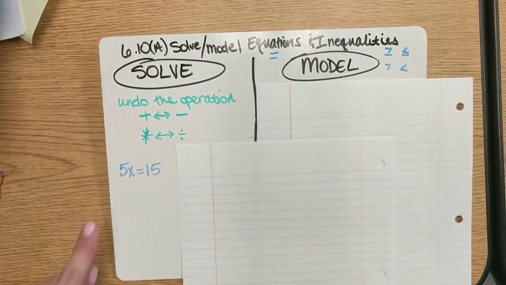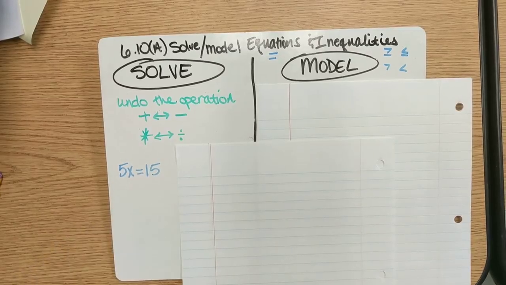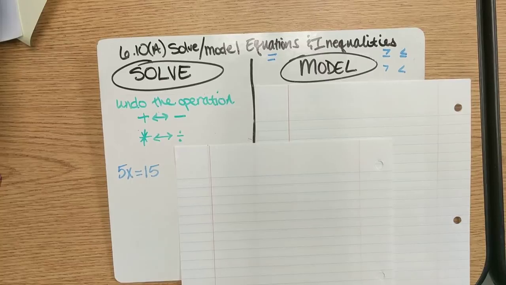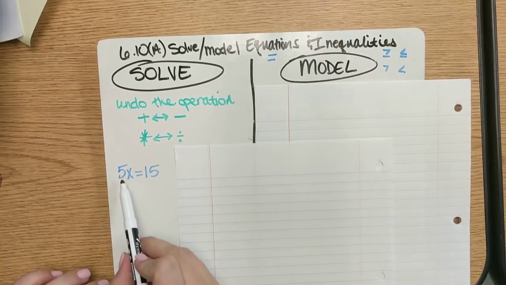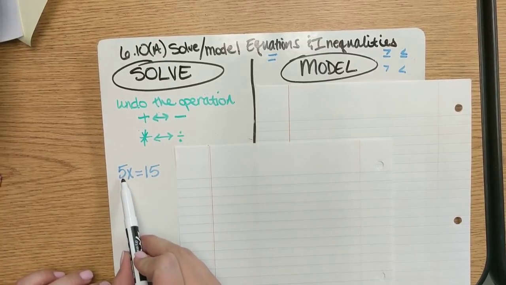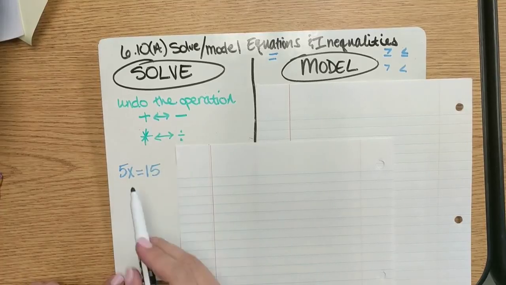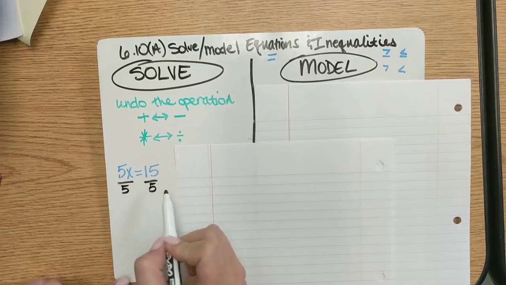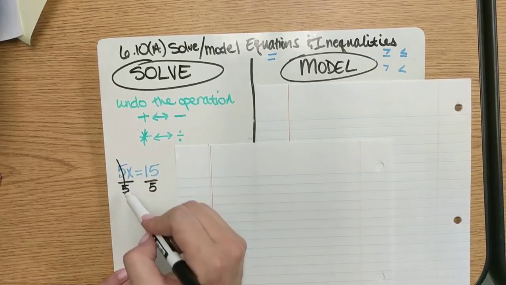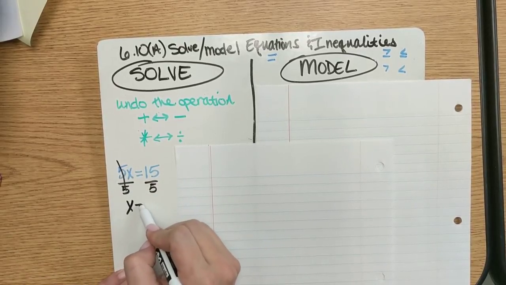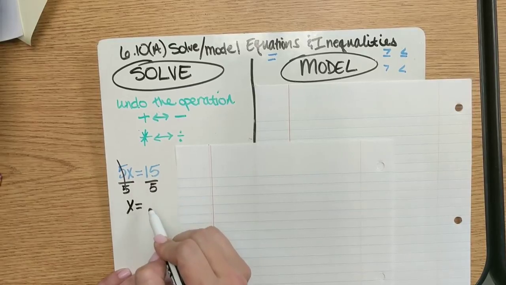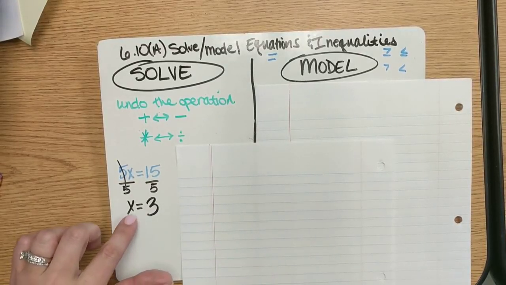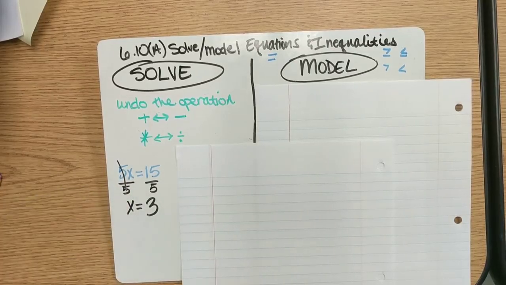I have 5x equals 15, and I want to solve for the value of x. What makes this true? Well, right now, x is being multiplied by 5. So to undo that, I would divide. So I divide by 5 on both sides. Got to do both sides to be fair. So now I have x equals 15 divided by 5 gets me 3. So x is what makes this equation true.